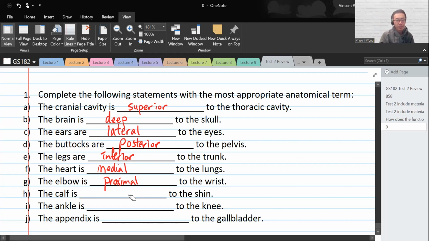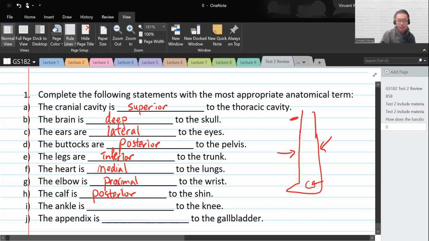The calf, I can't really show you, the camera is not wide enough, but if you think about the legs, the calf is at the back and the shin is at the front. So we say posterior. The ankle is down here, and your knee is further up. So the ankle is further from the hip joint than the knee. So we say distal.